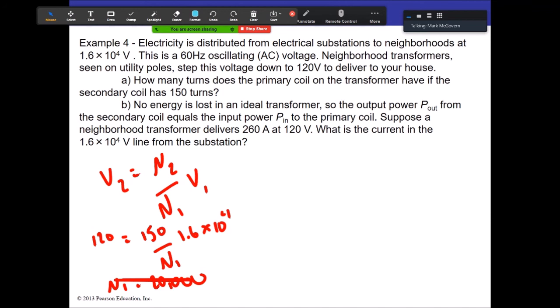Okay, this makes sense when you think about the number of turns, right? Because each turn contributes to flux. Having less turns will produce less EMF. So this makes sense. That's 20,000.